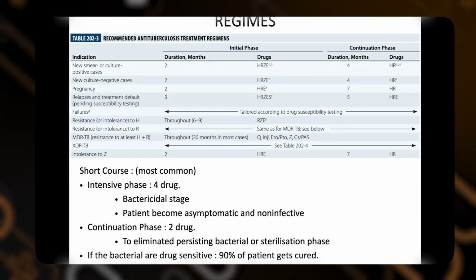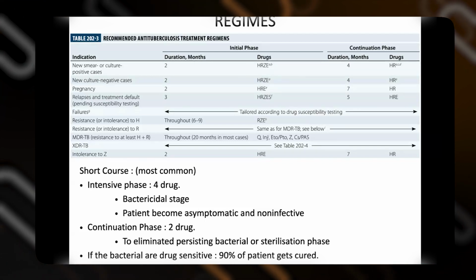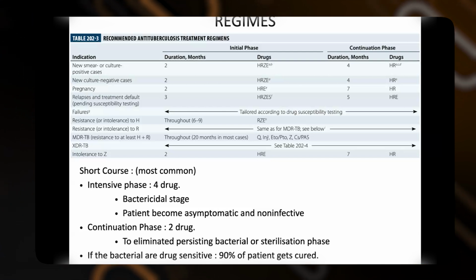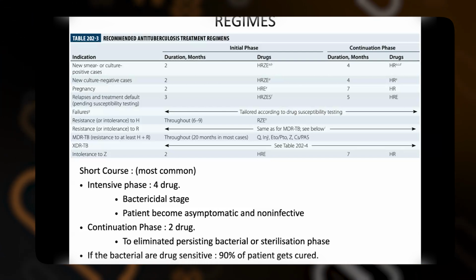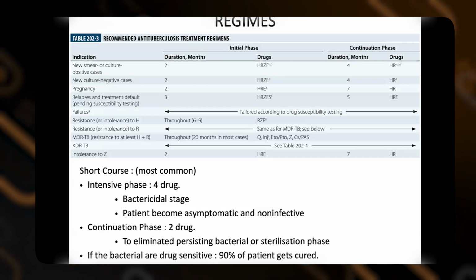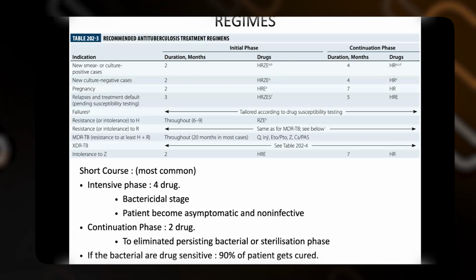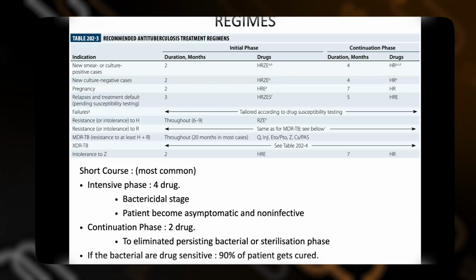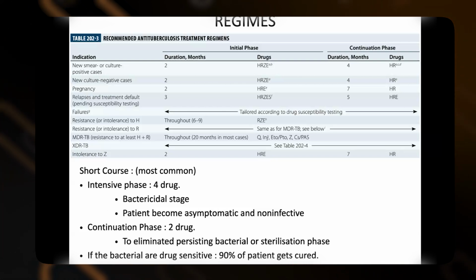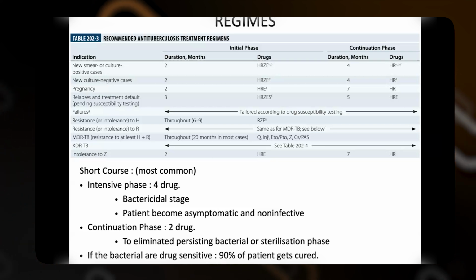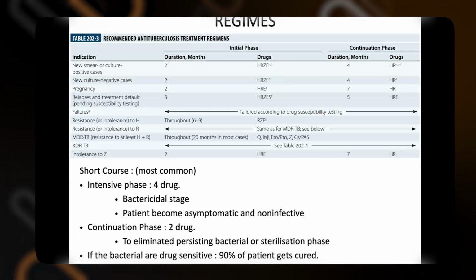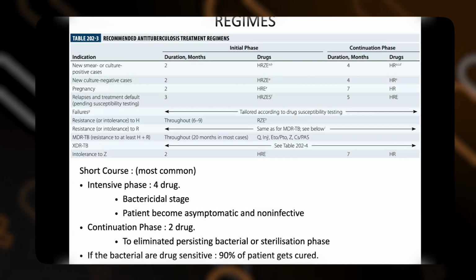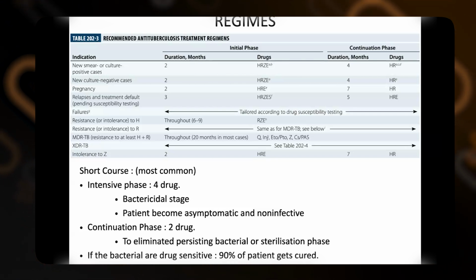Now, with the standard short course tuberculosis regime of 2 months and 4 months, assuming that the bacilli are sensitive to these drugs, 90% of the patients get cured. 10% get left out for various reasons that we'll cover later. So if you come across somebody who has tuberculosis and who fits into regular straightforward criteria, remember that these 2 months and 4 months are enough. In 2 months, you should get your patient asymptomatic and non-infective, and the rest of the months would sterilize the patient.